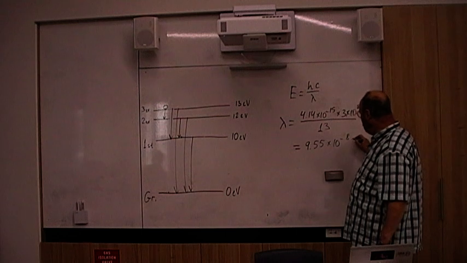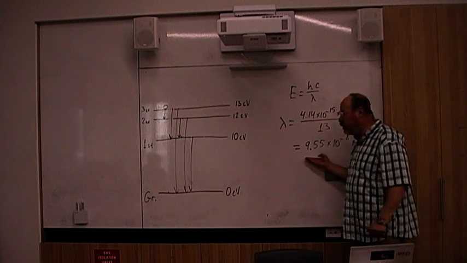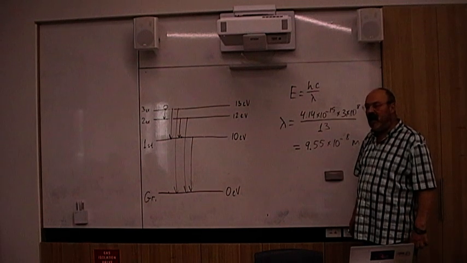10 to the negative 8 meters. Is this for the longest or the shortest? This will be the shortest wavelength. And what's the longest? What's actually happening? I don't really understand.